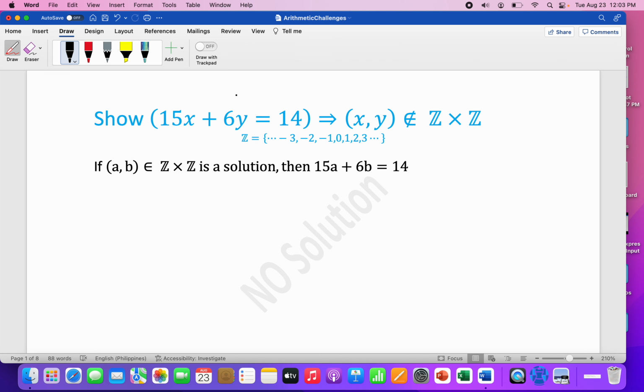I have a fairly short presentation today. I want to show you this linear equation has no integer solutions. In other words, there's no place on this line that has integer coordinates, meaning like 3, 4, minus 5, 6, that type of thing.